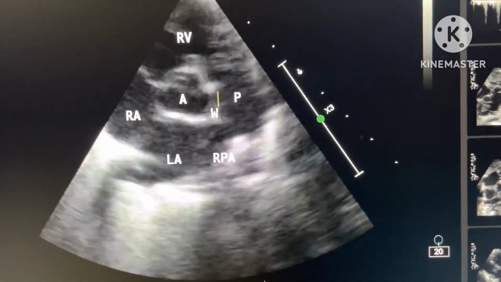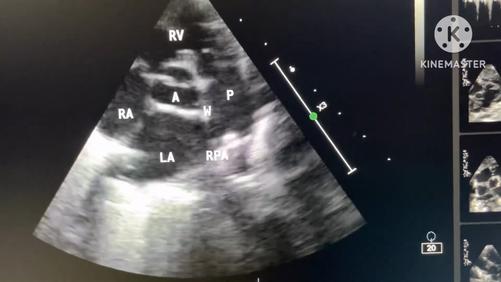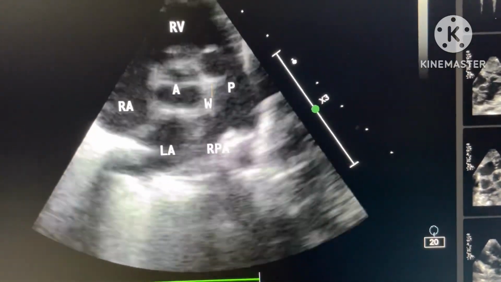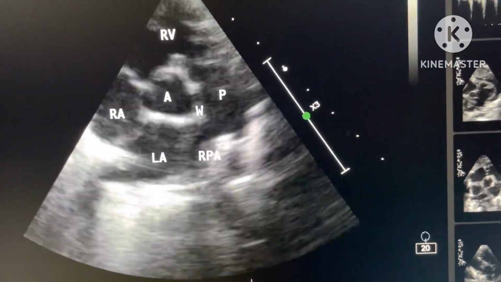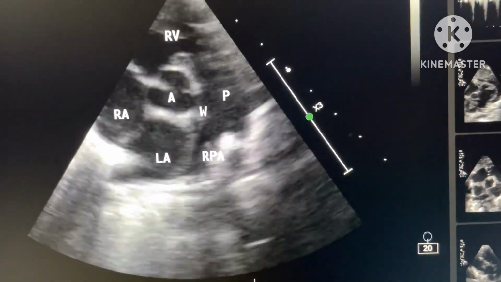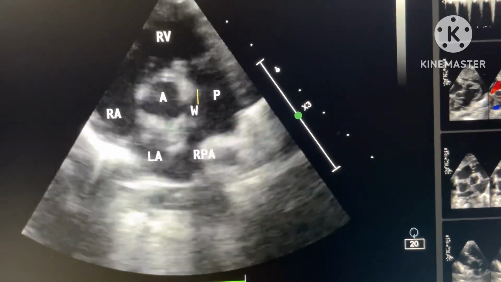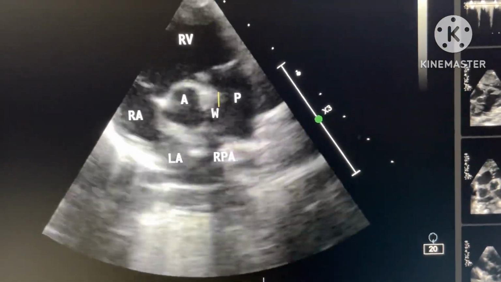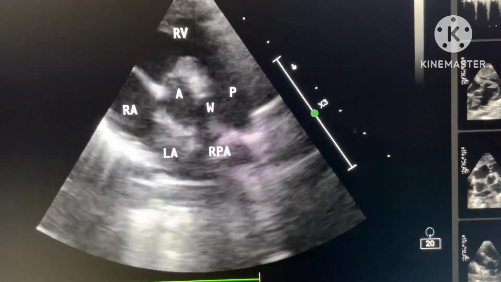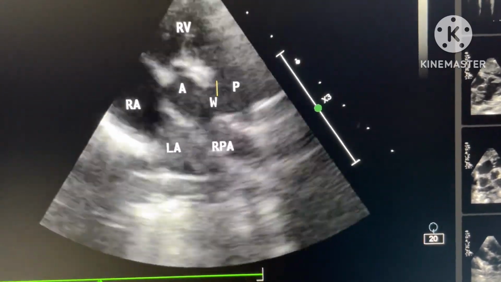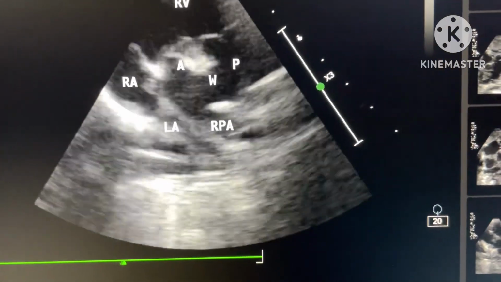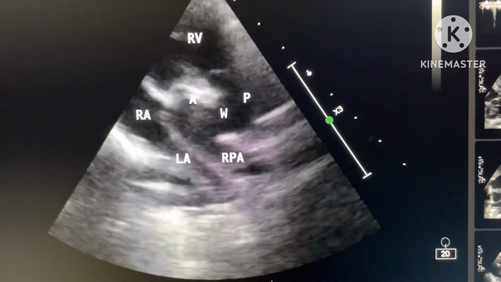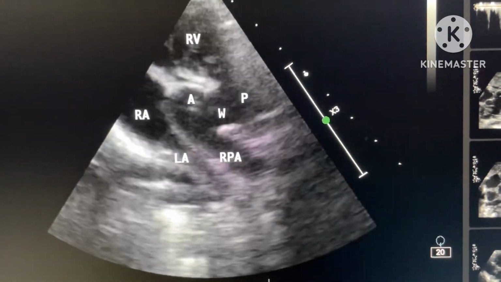Finding wise, what will happen? Just like PDA, LA and LV enlarged, flow reversal in descending abdominal aorta, or abdominal aorta, you can see. But this case is slightly different because the patient is a 3.5 months old infant and has developed significant pulmonary artery hypertension.